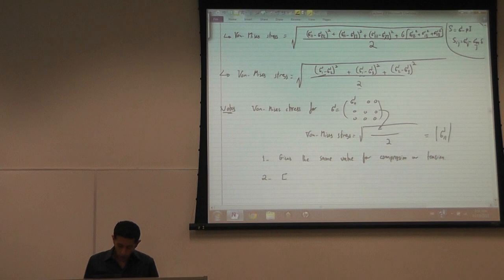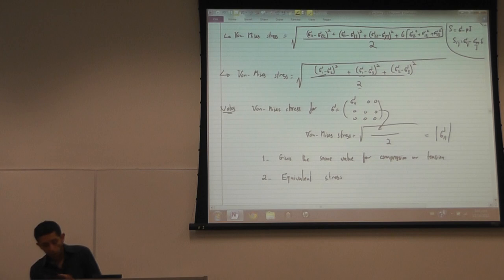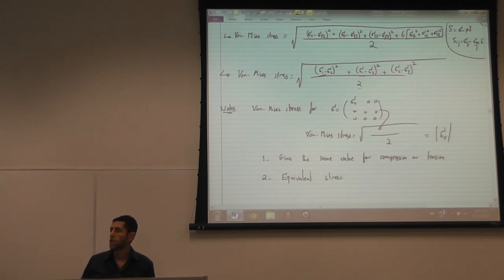It's also called the equivalent stress. Why is it called the equivalent stress? Because I'm giving you 9 numbers, and the von Mises stress is giving me back just one number. And this one number is termed the equivalent stress, because it describes those 9 numbers or 6 numbers with only one number that is equivalent to if I was pulling in a uniaxial direction. And that's why it's called the equivalent stress.